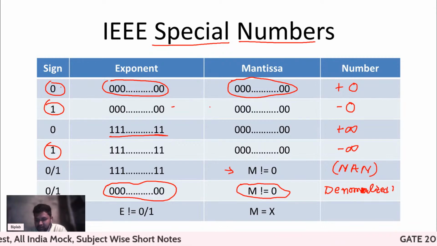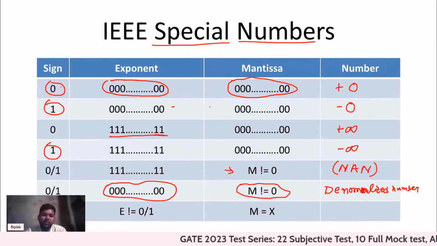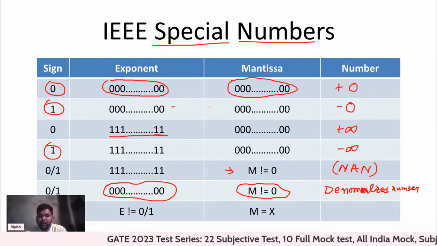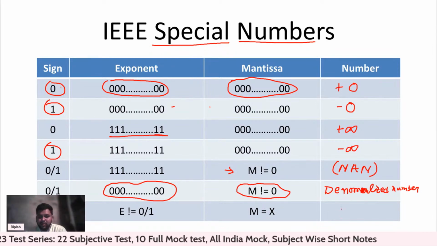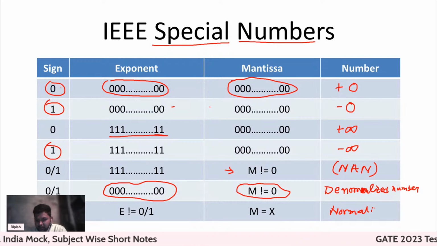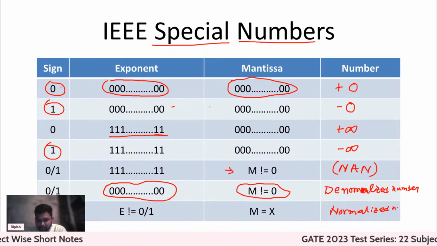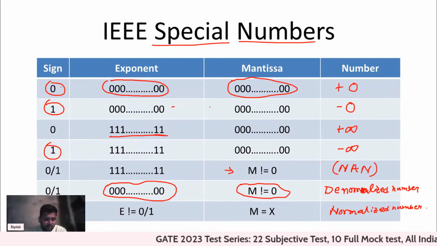Denormalized number. And when the exponent is neither all 0s nor all 1s, and the mantissa is also something, at that time it is called a normalized number. We will see this in a little more detail.